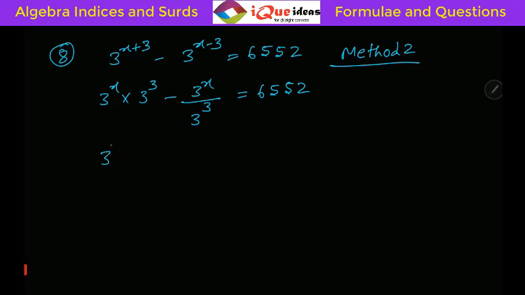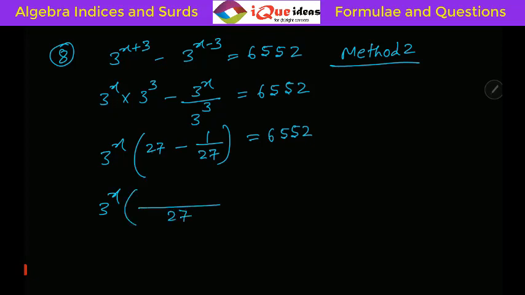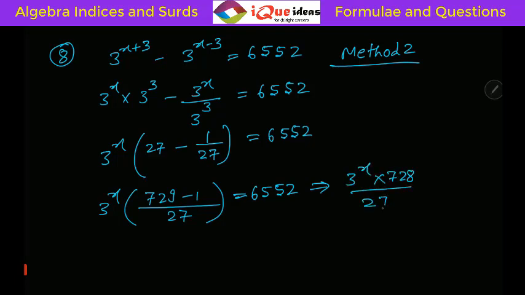Let's take 3 to the power x common. 3 cube is 27 minus 1 by 3 cube is 1 by 27, that is equal to 6552. So from here we get 3 raised to the power x into, in denominator 27, in numerator 27 into 27, that is 729 minus 1, that is equal to 6552. Alright. Now this gives us 3 to the power x into 728 divided by 27 is equal to 6552.